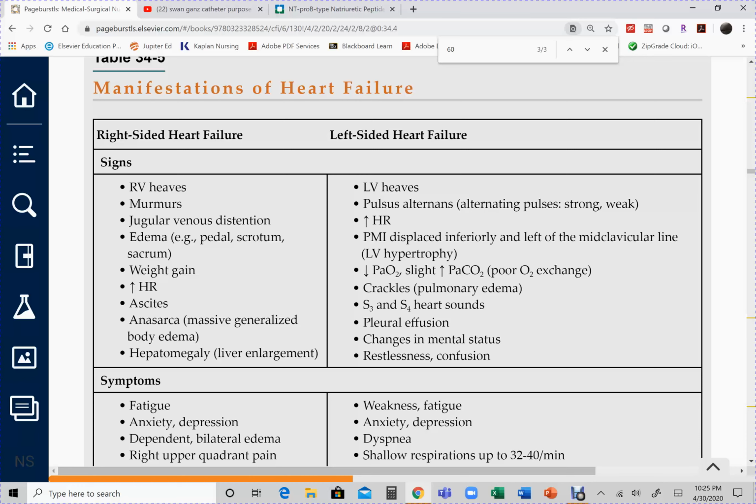Based on anatomy and physiology, the function of the left side is to receive blood from the lungs and pump it out through the aorta, whereas the function of the right side is to receive blood from the upper and lower parts of the body and then pump it to the lungs to be oxygenated. Okay, so think of it that way.